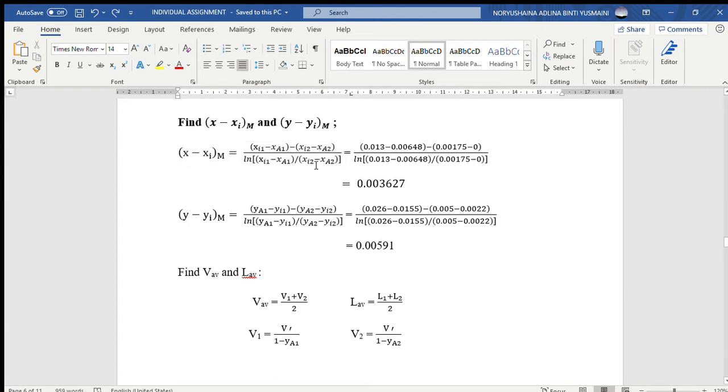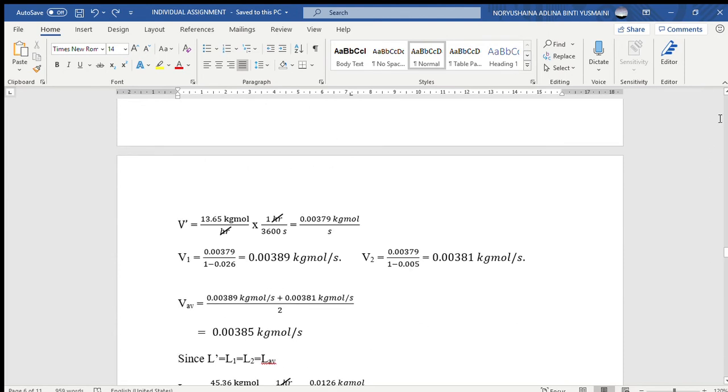So it's all the same. I substitute the formula in the equation, and I got the value for x minus xim is 0.003627. Next is for the y minus yim. The data that we need is ya1 minus yi1 and ya2 minus yi2. I substitute all the data in this equation, and finally I got the value of y minus yim is equal to 0.00591.